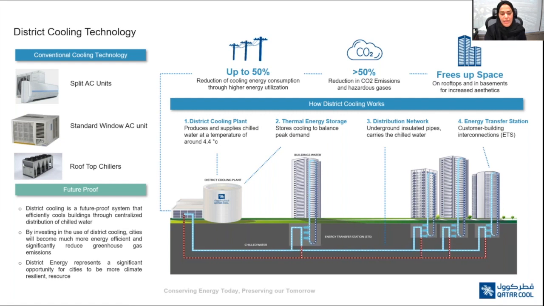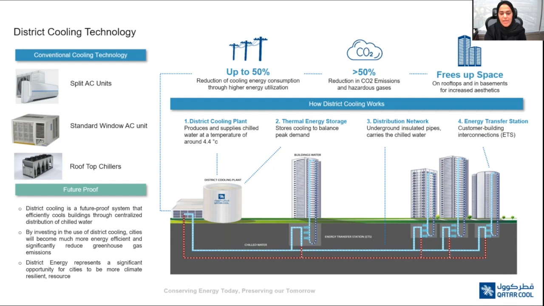On the left, you can see conventional cooling technology. So these are the cooling methods that are used. At present, district cooling is one of three main systems used for air conditioning in the region.